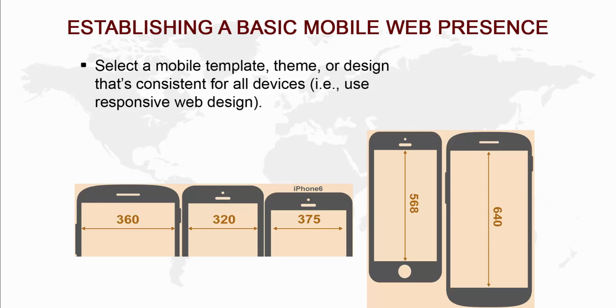So on the screen you will find different parameters, which include the width of the different phones, ranging from 320 to 360 to 375, and the length increasing from 568 to 640.